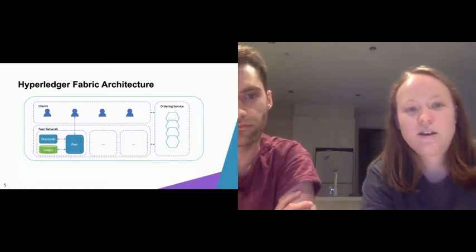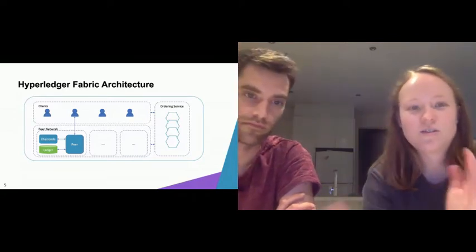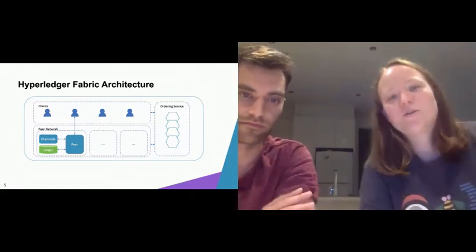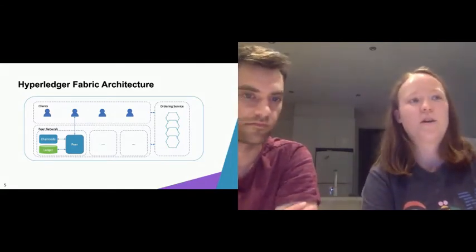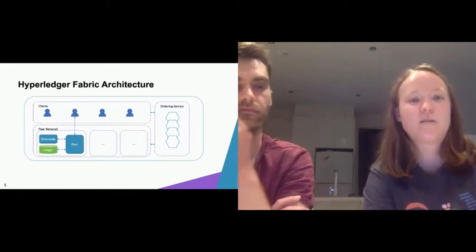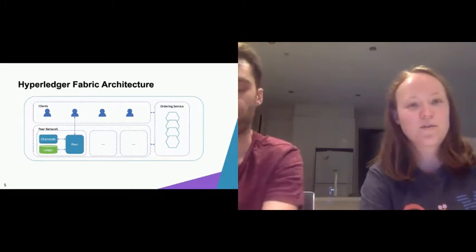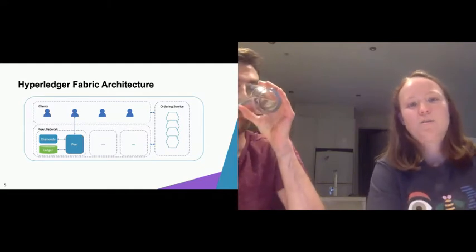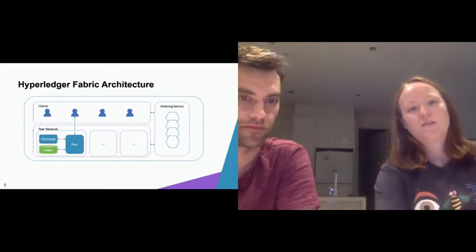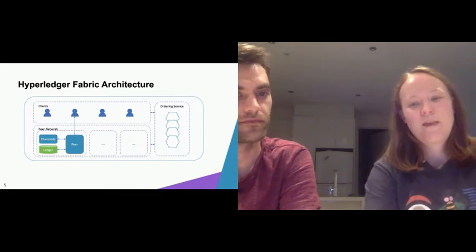And the chain code is what smart contracts are called in Fabric. And we'll be using chain code and smart contract interchangeably throughout this talk. But the chain code is where the core business logic is held. It's the rules that govern how state is updated in the ledger. So as transactions come through from the peer to the chain code, each one of these peers will execute this chain code, execute this smart contract, to determine if that transaction is valid or not.